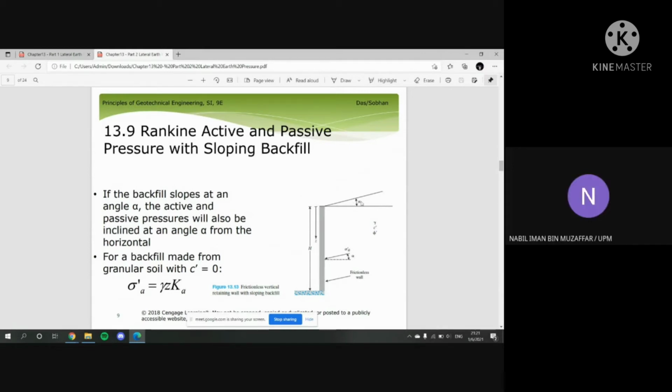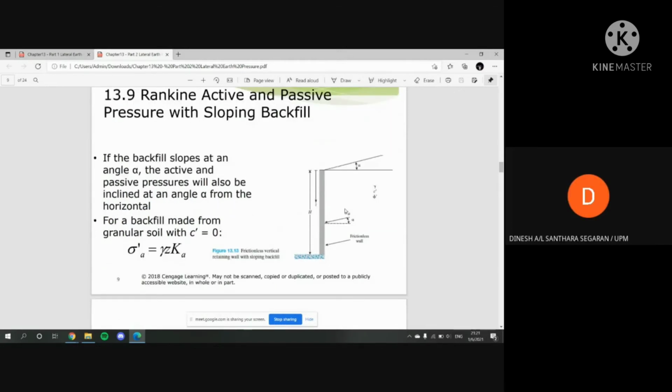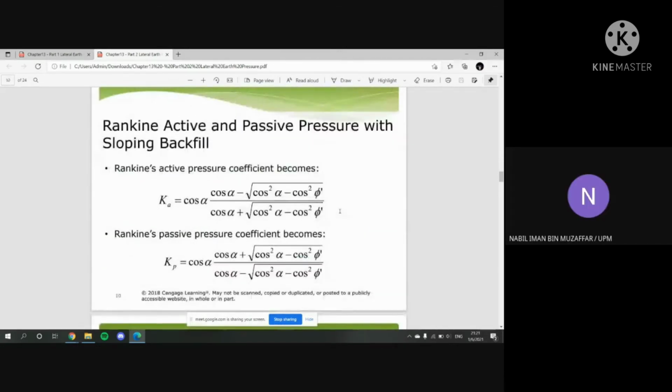So this backfill on top, this fill. So this is the formula. This is the formula for the coefficient, and it depends on whether it is passive or active.